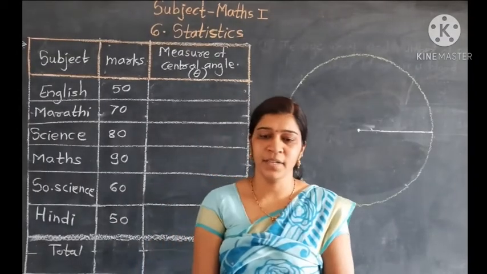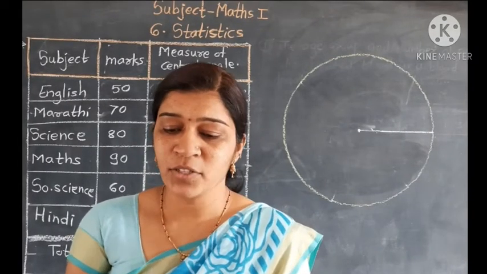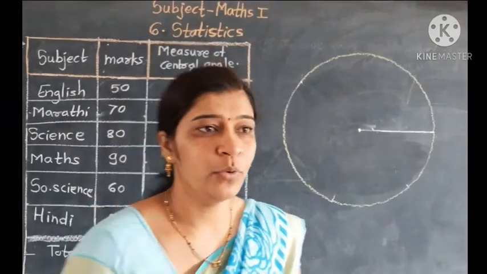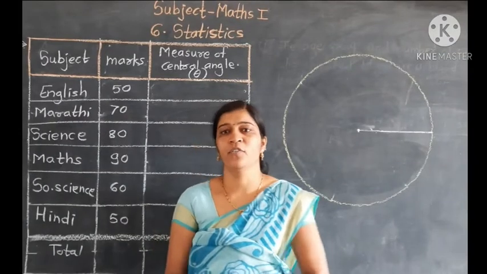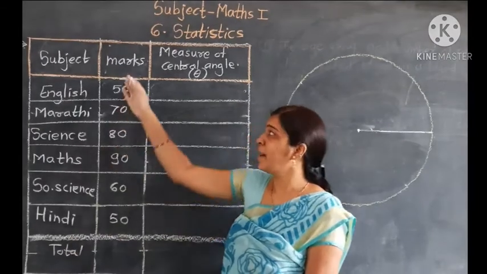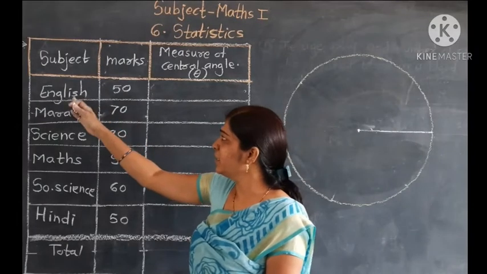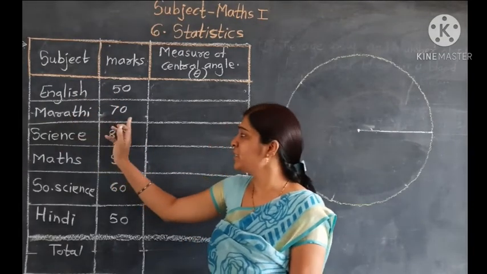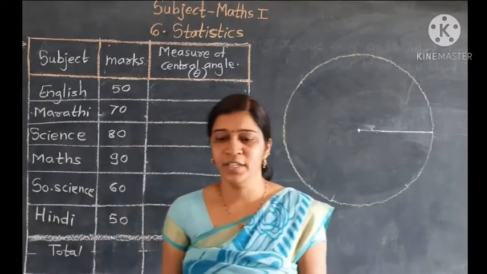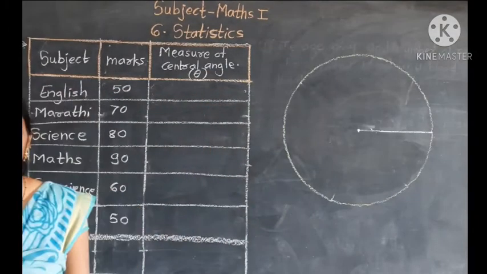See the second example in the practice set 6.6. What is given in this example? The marks obtained by a student in different subjects are shown. We have to draw a pie diagram of the given information. Subjects are given: English 50 marks obtained, Marathi 70, Science 80, Maths 90, Social Science 60 and Hindi 50. So we have to draw the pie diagram representing this information.